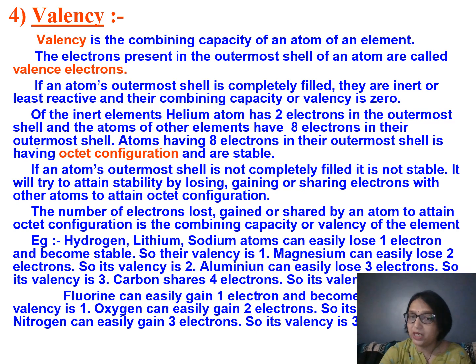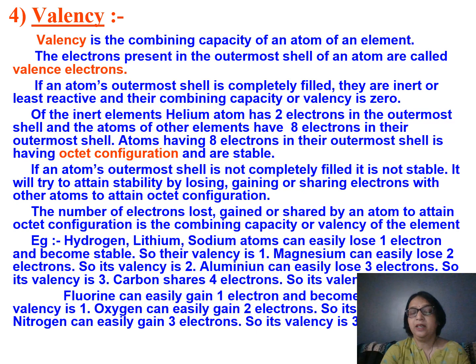Aluminium can easily lose 3 electrons, so its valency is 3. Carbon shares 4 electrons, so its valency is 4. Fluorine can easily gain 1 electron, and chlorine can easily gain 1 electron, so the valency is 1. Oxygen can easily gain 2 electrons, so its valency is 2. Nitrogen can easily gain 3 electrons, so its valency is 3.